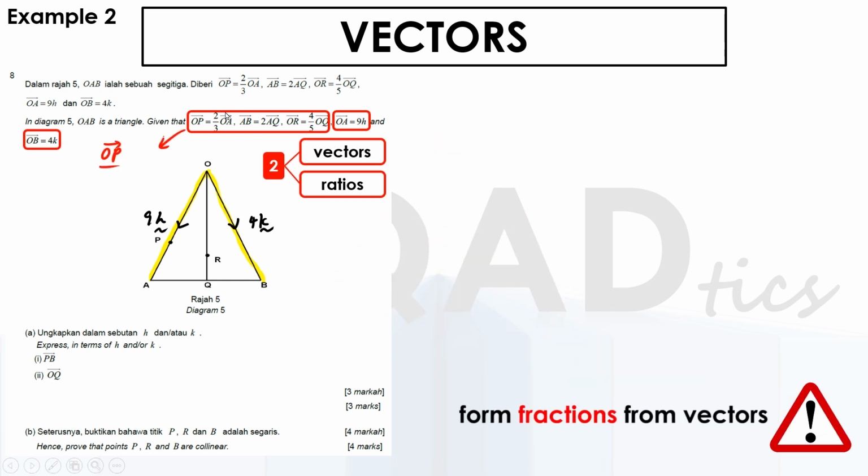For example, the first ratio, I move the OA to the other side and I keep the fraction there. So I can clearly see that, okay, OP is 2 parts, OA is 3 parts. So OP here I will label as 2, then OA, which is the whole line, is 3. So 3 minus 2, 1 for the PA part. And the same goes for the other two ratios.